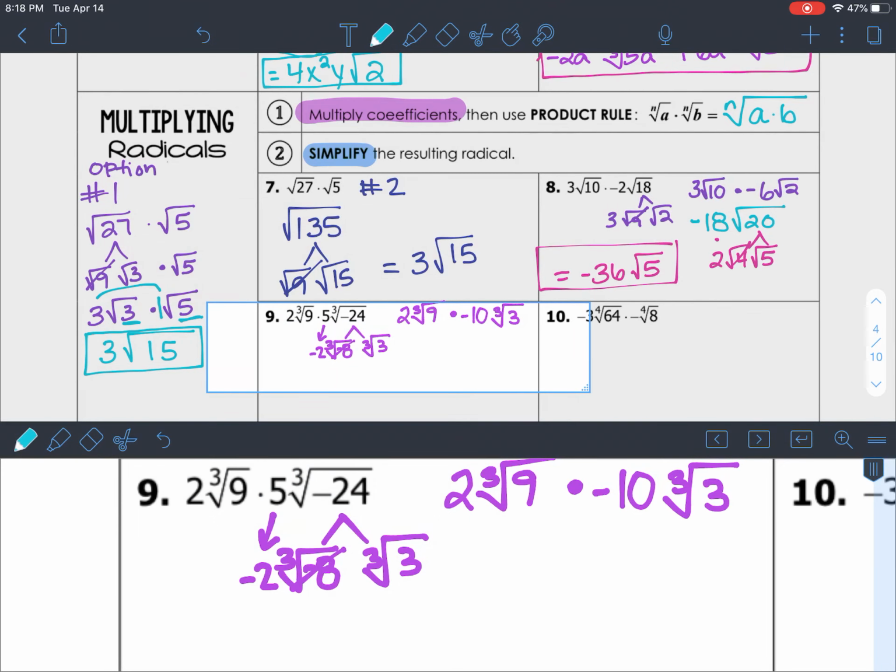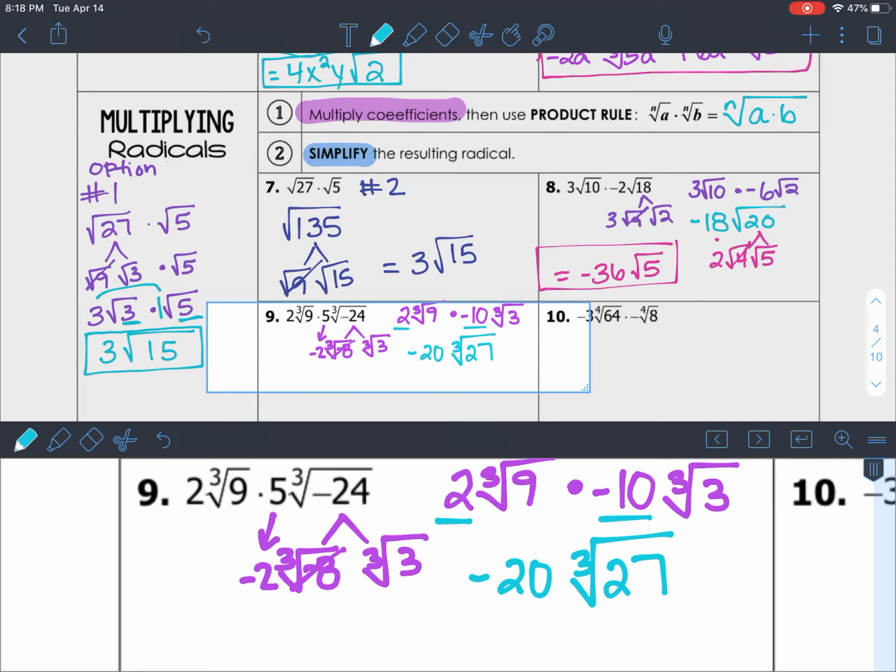So from here, I'm going to again multiply those coefficients. So I'm going to do 2 times negative 10, my coefficients out front. I'm going to get negative 20. And then I need to do 9 times 3, which gives me 27. So I'll have negative 20, the cubic root of 27.